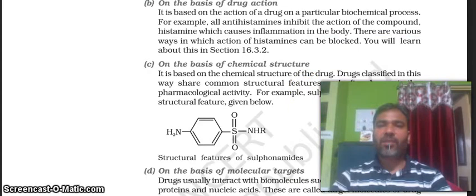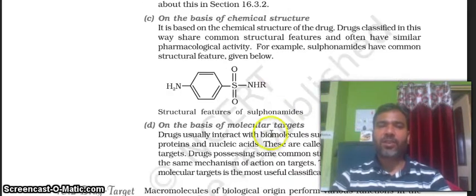On the basis of chemical structure: it is based on the chemical structure of the drug. Drugs classified in this way share common structural features and often have similar pharmacological activity. For example, sulfonamides have a common structural feature. You see, this is the structural feature of sulfonamide. This is the structure.